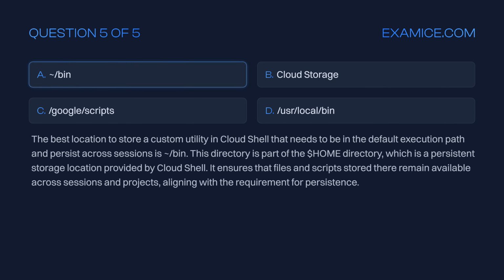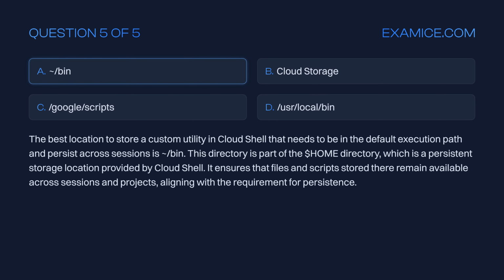The answer is option A. The best location to store a custom utility in Cloud Shell that needs to be in the default execution path and persist across sessions is ~/bin. This directory is part of the $HOME directory, which is a persistent storage location provided by Cloud Shell. It ensures that files and scripts stored there remain available across sessions and projects, aligning with the requirement for persistence.